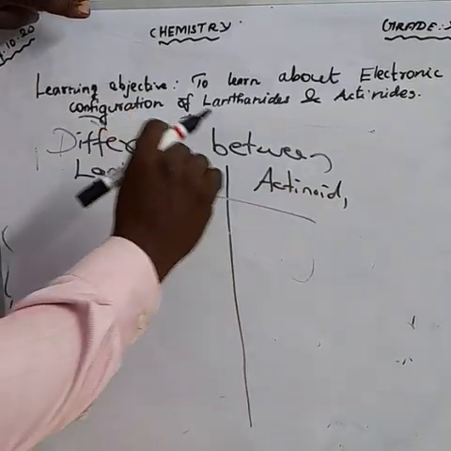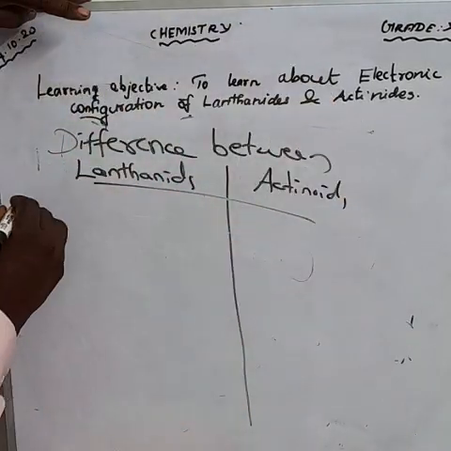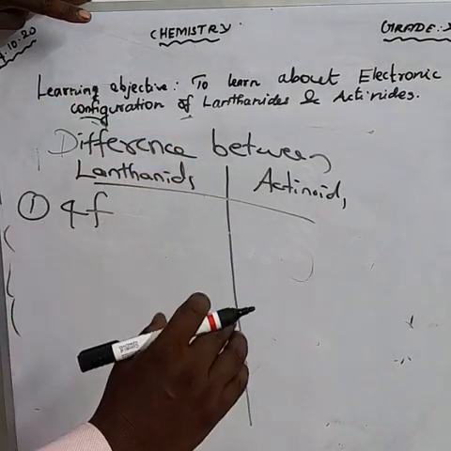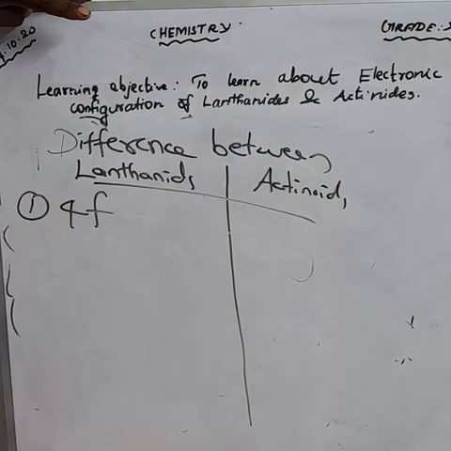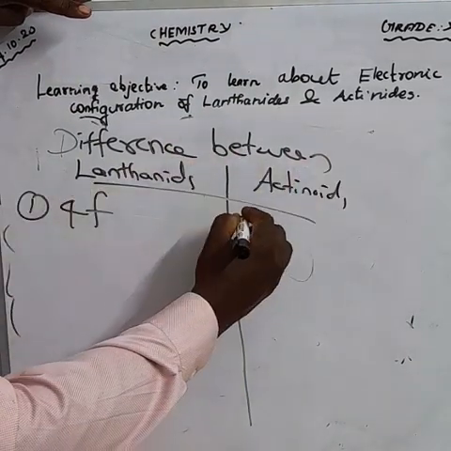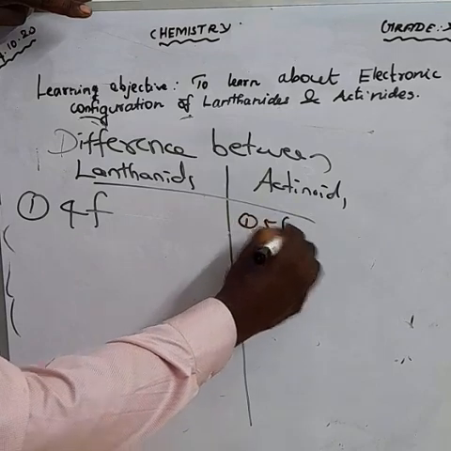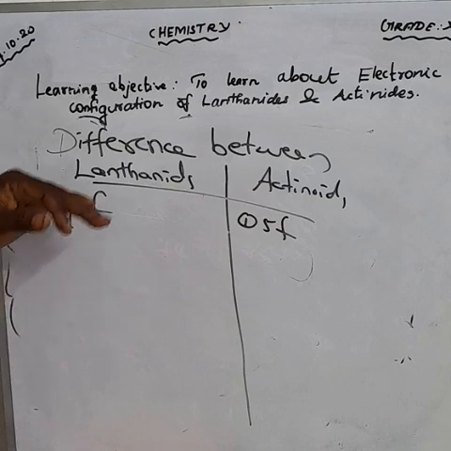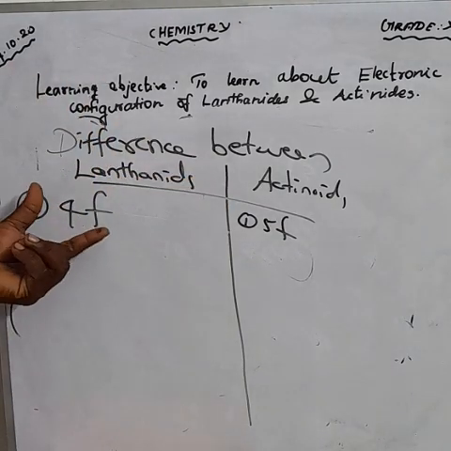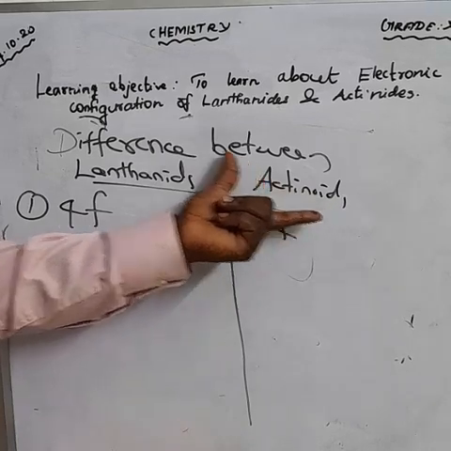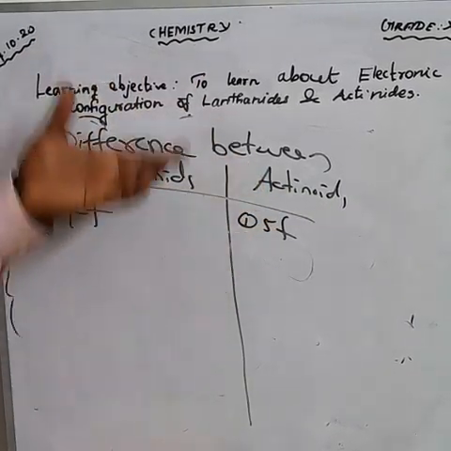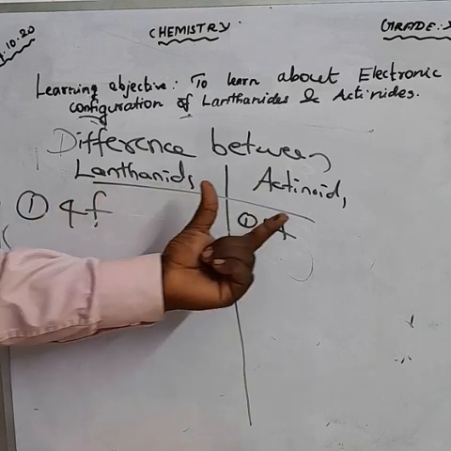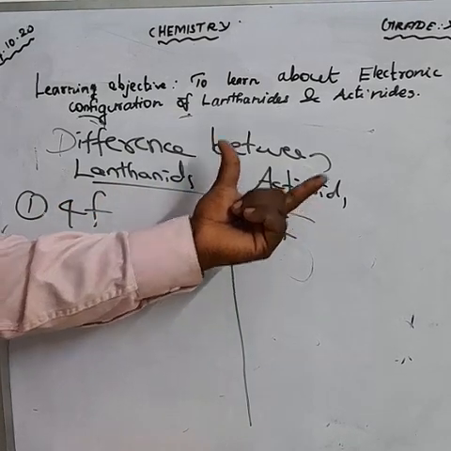First one: differentiating electron enters the 4f orbital in Lanthanides, and differentiating electron enters the 5f orbital in Actinides. Can you write 5f orbital? Very important question, especially for the 5 mark question, maybe sometimes asked as a 3 mark question. Differences between lanthanides and actinides: differentiating electron enters the 4f orbitals, here differentiating electron enters the 5f orbitals.